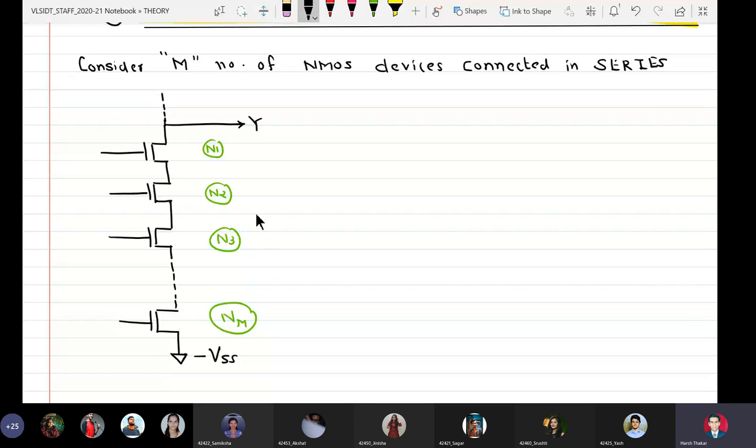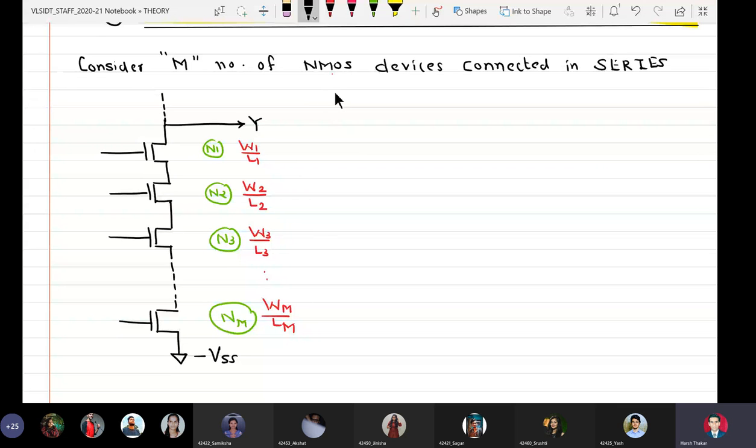Now let us also tell that their sizes are as follows. The size of N1 is W1 by L1. The size of the second NMOS is W2 by L2. That of the third is W3 by L3. Similarly, the size of the last NMOS device is WM by LM. Another assumption we make is that when these MOSFETs are in the on condition, that is in saturation, they are offering an on-state resistance R.